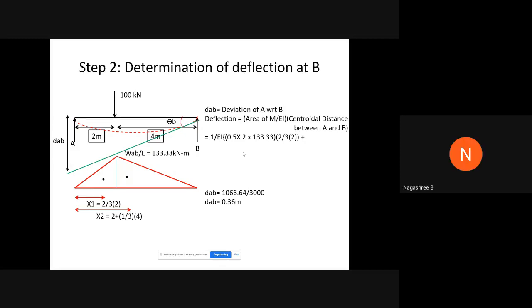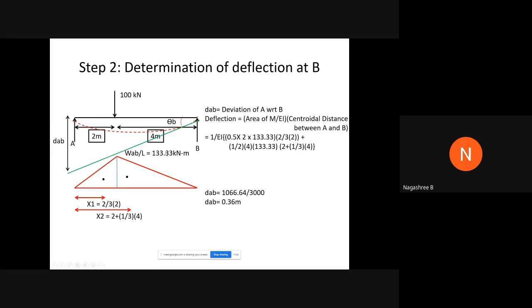Yes, ma'am. Okay. So here, as I said, deflection is nothing but area multiplied by the centroidal distance. As in the bending moment diagram, there are two triangles: one of span equal to 2 meters and one of span equal to 4 meters. I'm taking the area of the M by EI diagram for the 2 meter span. The area of a triangle is half into base into height. So for the smaller triangle, that is half into base, which will be 2 meters.